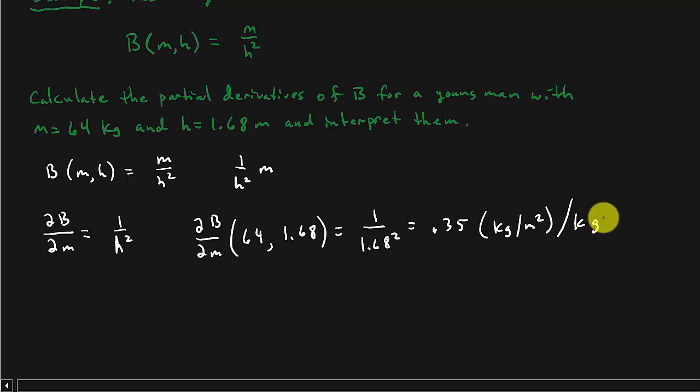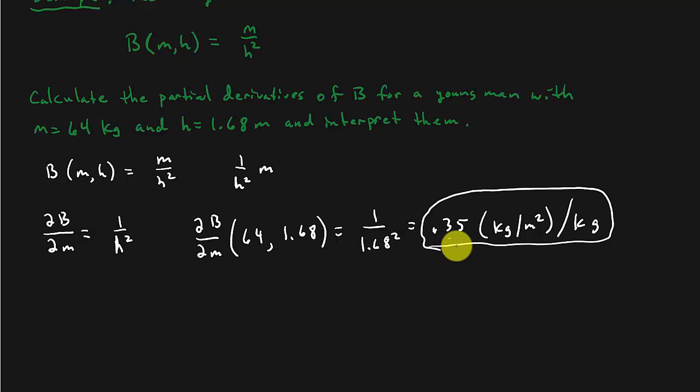All right, so that's what we get when we calculate it. Now they want us to interpret this. So this is the rate that the man's BMI increases with respect to his weight when his weight is 64 kilograms and his height stays the same. It's at 1.68 meters. So his weight's going to change, but his height's not.